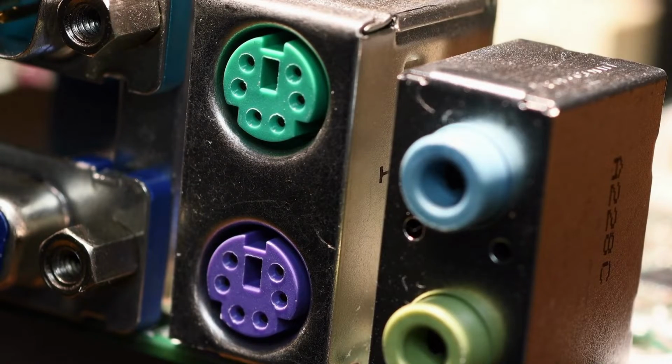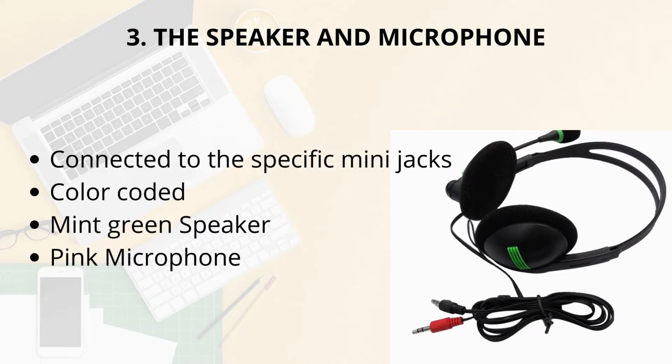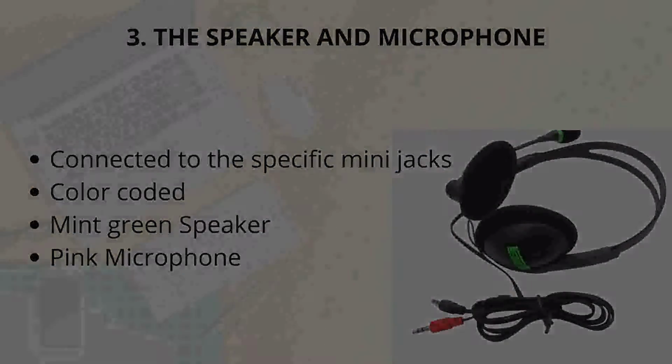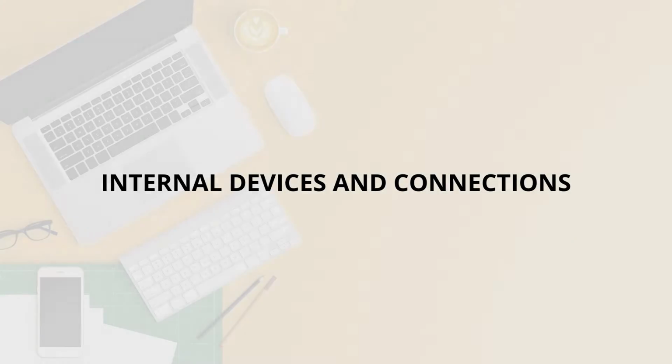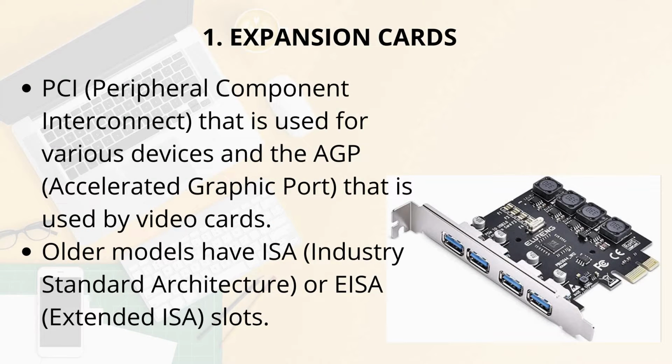Purple keyboard. Green mouse. Speaker and microphone. Connected to the specific mini jacks, color-coded, mint green speaker, pink microphone. Internal devices and connections. Expansion cards. Peripheral component interconnect is used for various devices and the accelerated graphic port that is used by video cards.